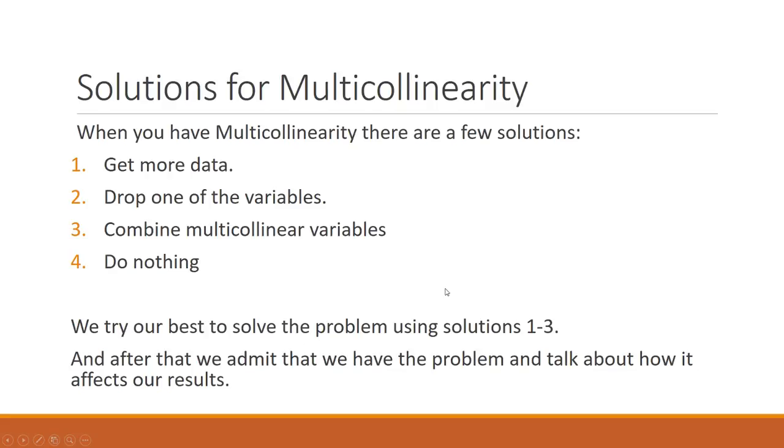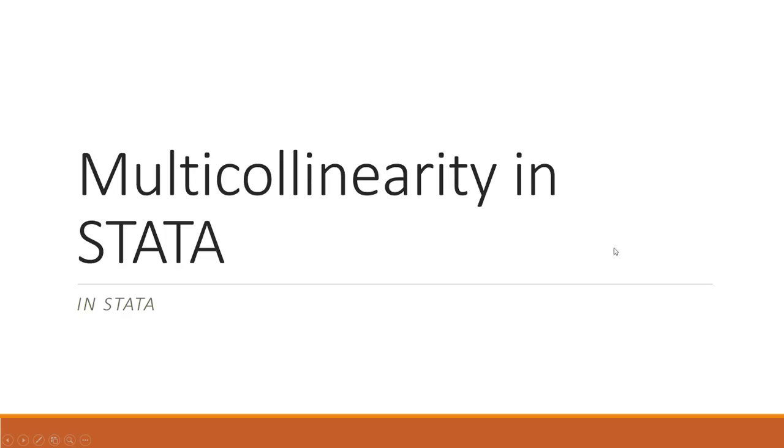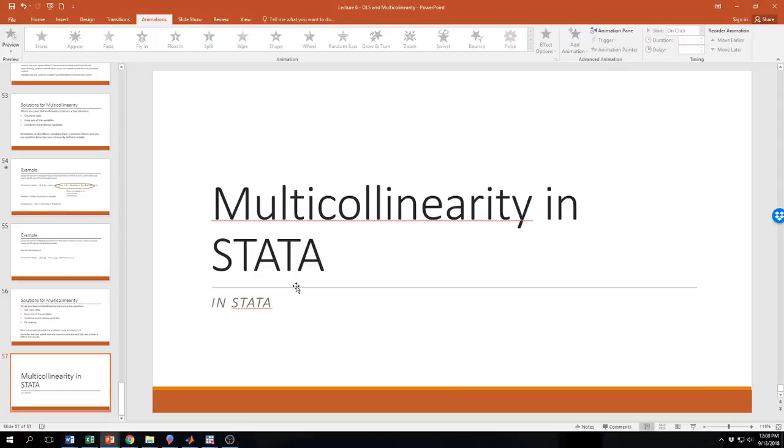All right, and then lastly, the last solution is do nothing. We try our best to solve the problem using solutions 1, 2, and 3. And after that, we admit that we have a problem, we talk about how it affects the results, but we do nothing. And oftentimes this is what happens. As we go through the demo, I will show you an example. We'll kind of say, okay, well, when do we call it quits? When do we say, all right, we've done everything we can, and we're just going to have to live with the amount of multicollinearity that we have? All right, so we'll show that. With that, let's switch over to Stata and do our demo.